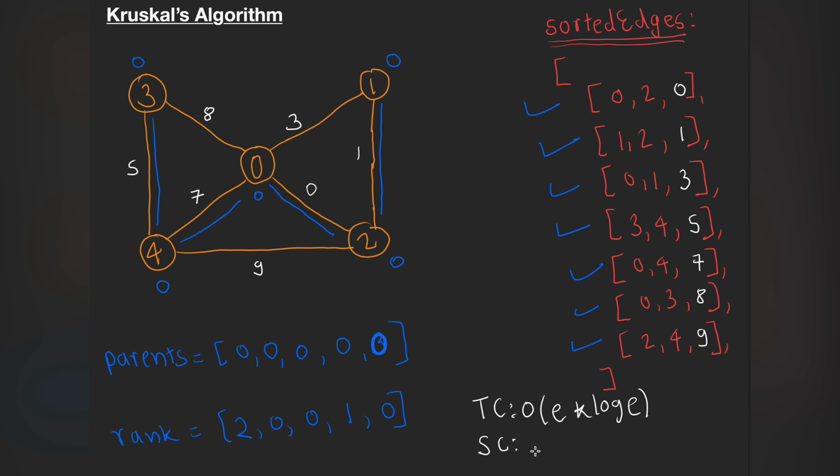Space complexity of Kruskal's algorithm will be O(V + E), where V is the number of vertices. O(V) will be required to maintain the parents and rank arrays, and O(E) will be required to maintain the sorted edges array.